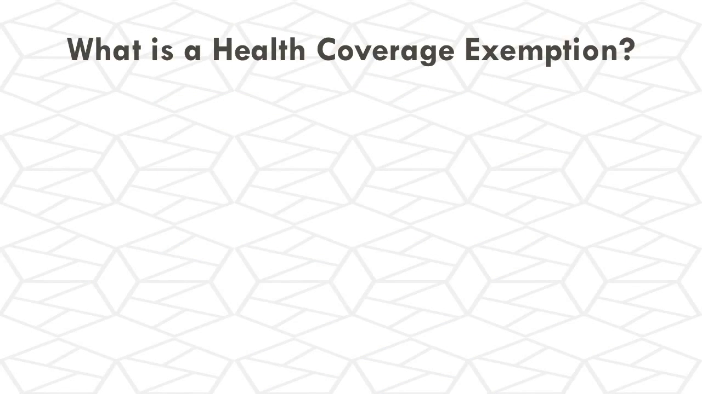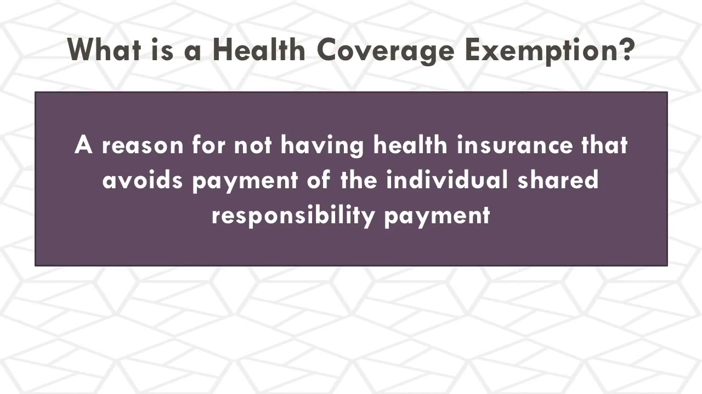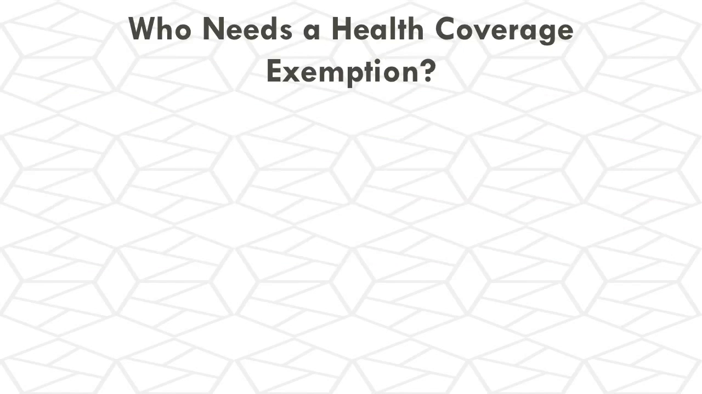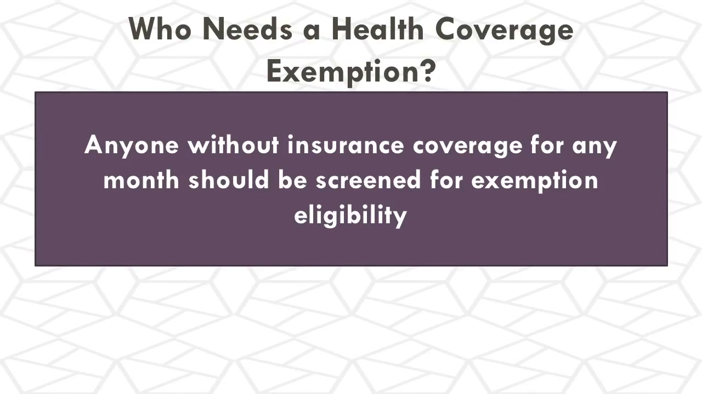Let's talk now about health coverage exemptions. Health coverage exemptions are reasons for not having health insurance that avoids payment of the individual shared responsibility payment. Anyone without insurance coverage for any month of the year should be screened for exemption eligibility. So a taxpayer may have had it for 11 months of the year, they just didn't have it for 1 month. At that point, we need to screen them for that 1 month to see if they qualify for an exemption to avoid this shared responsibility payment.